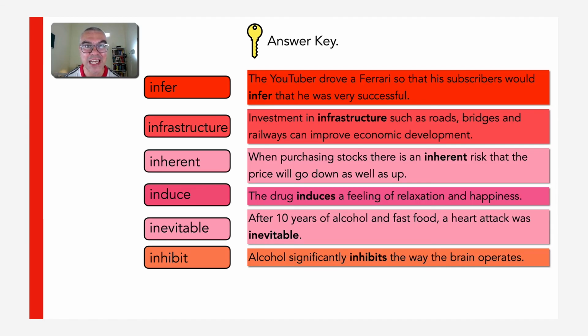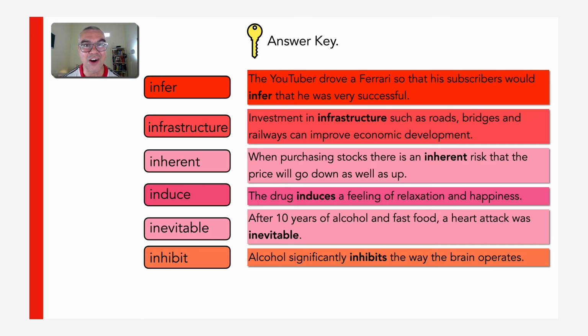Inevitable. After 10 years of alcohol and fast food, a heart attack was inevitable. Don't do it, ladies and gentlemen. That's too much for your body to handle, 10 years of alcohol and fast food. And lastly, inhibit, meaning to limit or control. Alcohol significantly inhibits the way the brain operates. All right, that is that group of words. We've kind of had a theme of alcohol and drugs and fast food there.